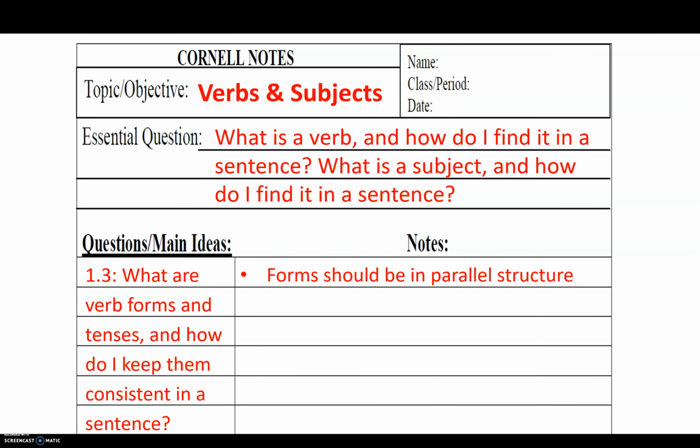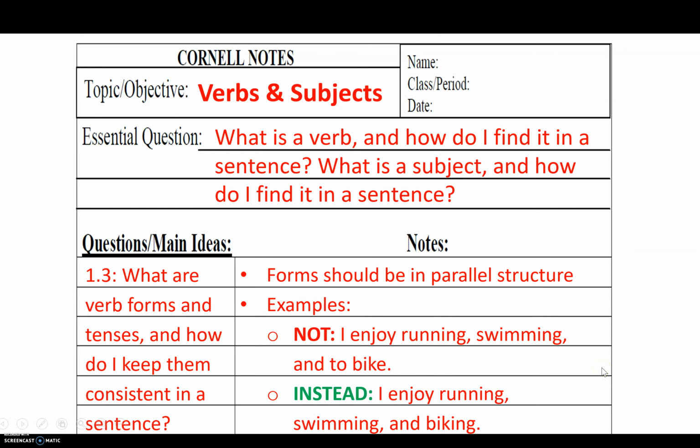Verb forms we want to be in what's called parallel structure, meaning they're the same throughout a sentence. So for example, this is not a good example. If I say I enjoy running, swimming, and to bike, notice I have running, swimming, so I've got that ing ending, and then all of a sudden I've switched to an infinitive, to bike. That's not parallel, right? There's something off there. So instead, we would want to say something like, I enjoy running, swimming, and biking, and keeping all of those ing forms.